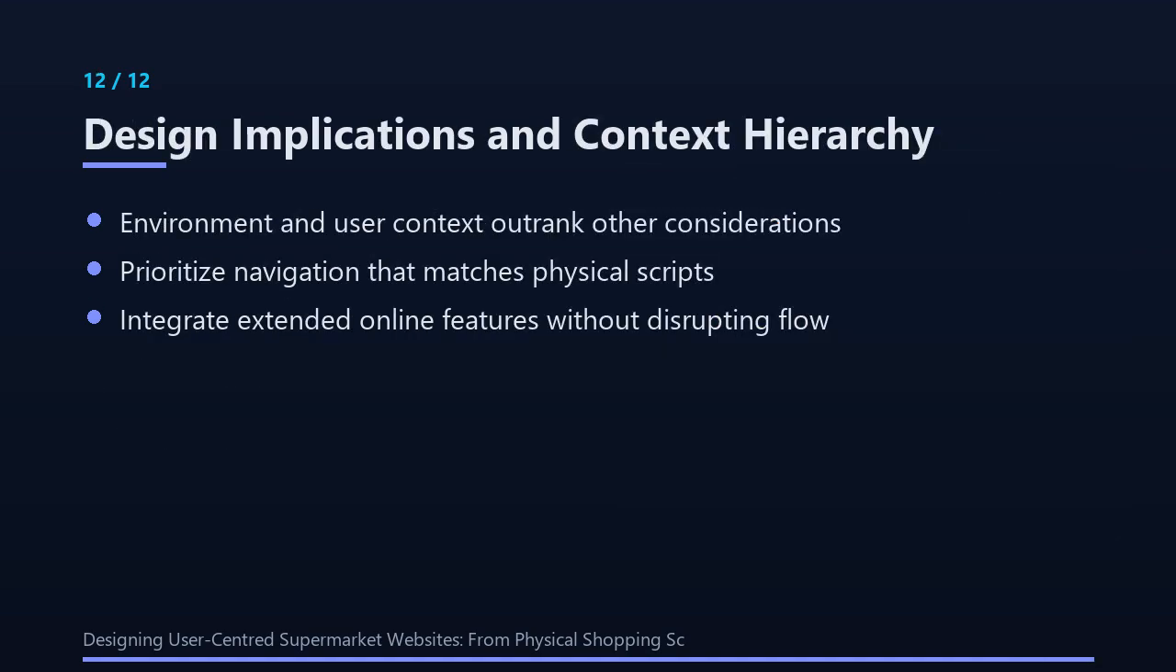When multiple design factors compete, the environment and user context typically take precedence. This means that the layout of the site, the ordering of links, and the availability of shortcuts must first satisfy the mental scripts derived from the physical store. Only after these core needs are met should designers layer in advanced features like search, purchase history, or personalized recommendations.